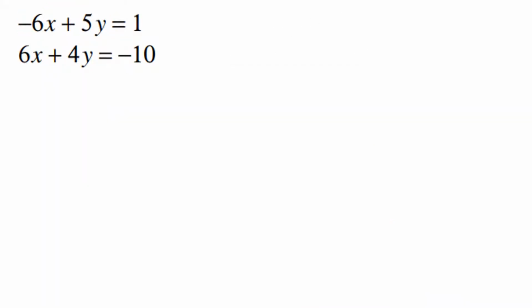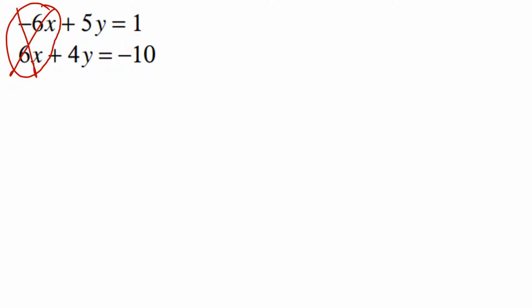For this problem, we have the two equations, negative 6x plus 5y equals 1, and the equation 6x plus 4y equals negative 10. Looking here, these terms we can cross out because they have the same number, 6, with both x's, but one of them is positive and one of them is negative.